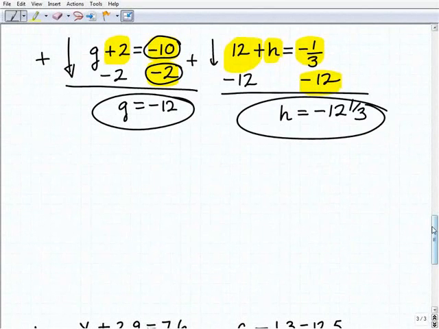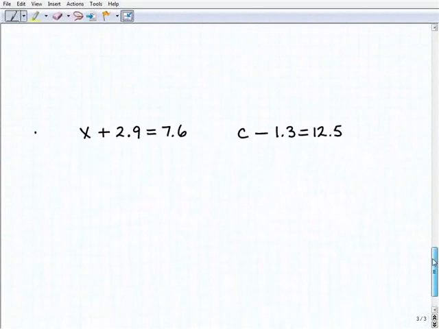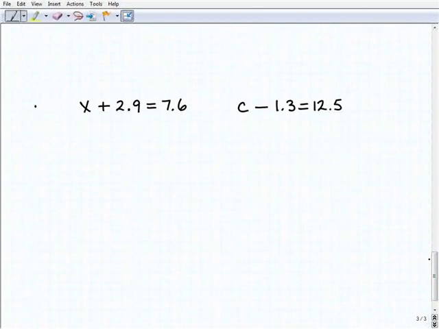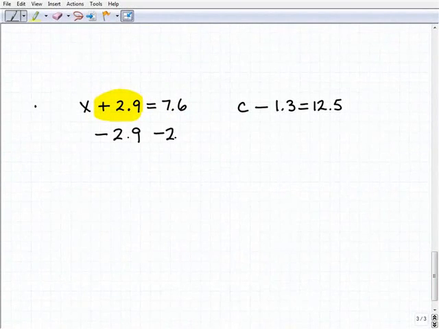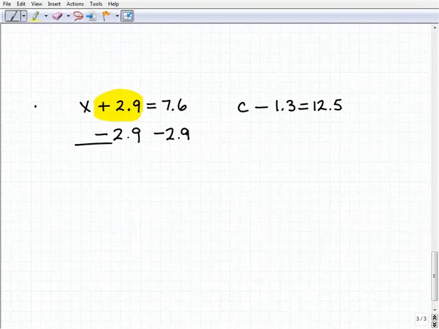Okay, let's take a look at our last two problems here. They involve decimals, but the principle is still the same thing. We're not changing anything but the number types. So we have x plus 2.9 equals 7.6. So I have 2.9 in front of my x, so I want to subtract 2.9 from the left-hand side. So I'm going to subtract 2.9 from the right-hand side of the equation.